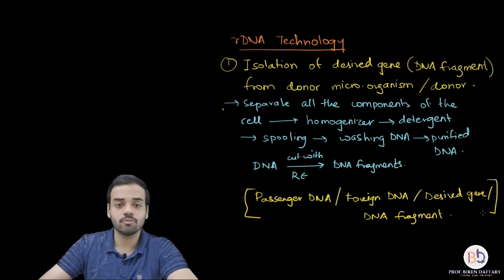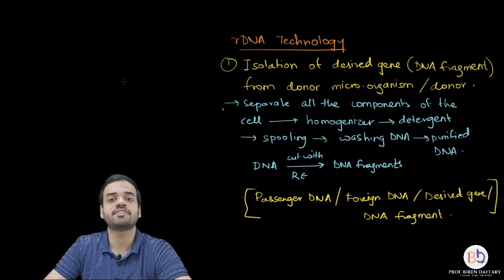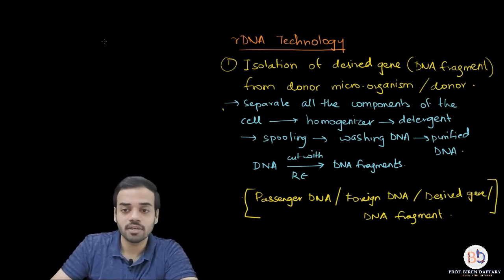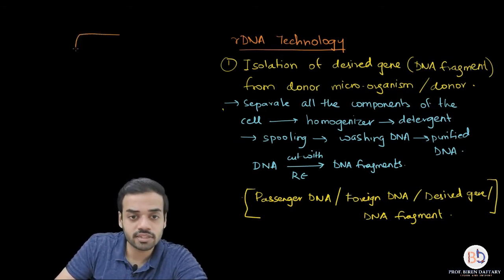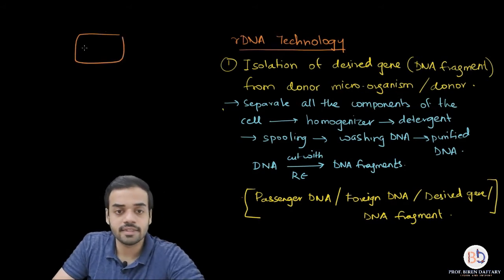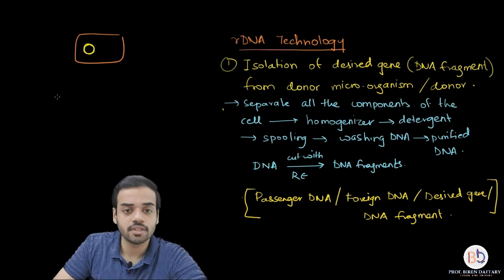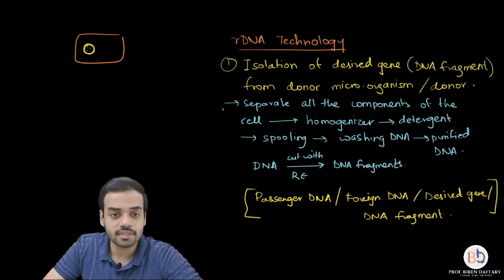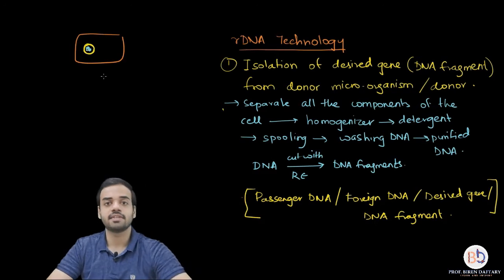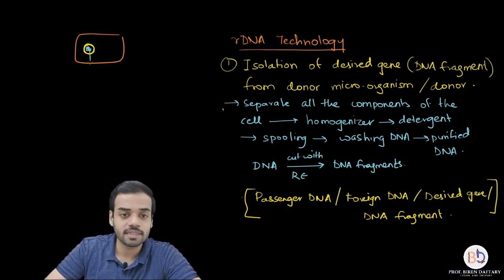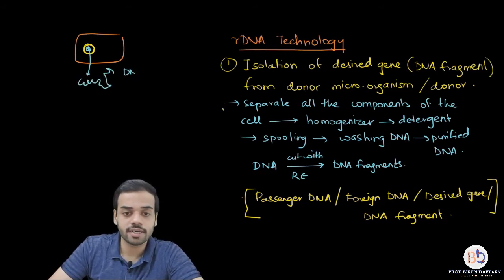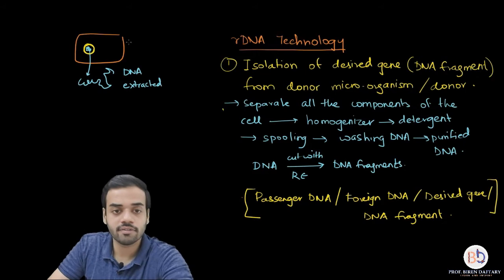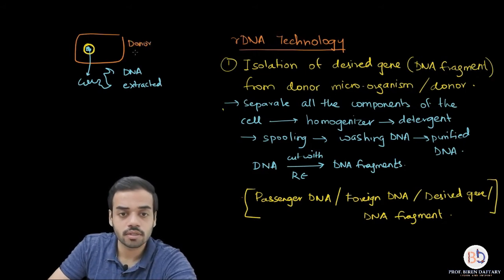Is this clear? So I'm going to draw a small diagram on this left side to show you what exactly has happened. First of all, just imagine this as the original cell, and inside the original cell, this is the nucleus. Inside the nucleus, this is the DNA which is present. What we have done is we have removed this DNA. So I will write down DNA extracted, and here I will write down donor cell.